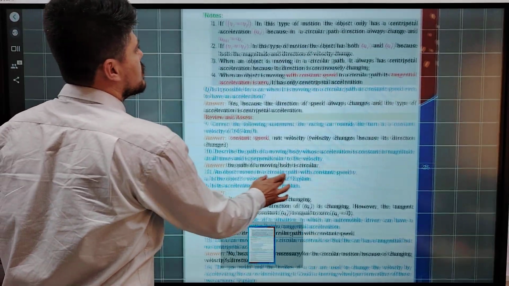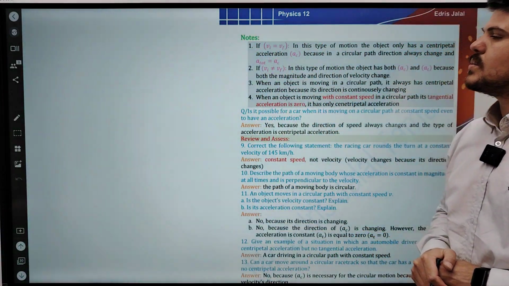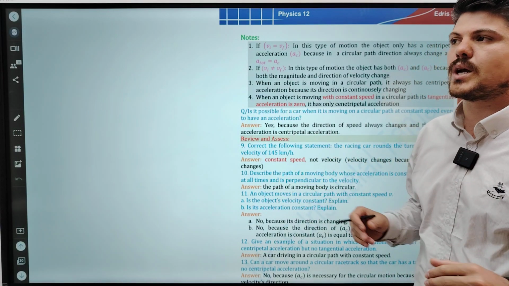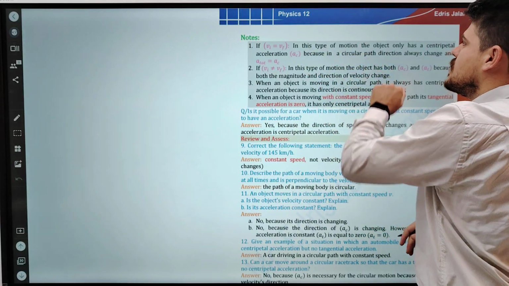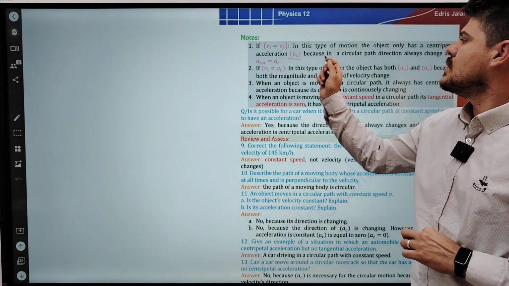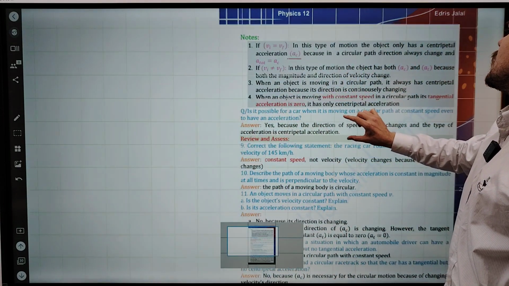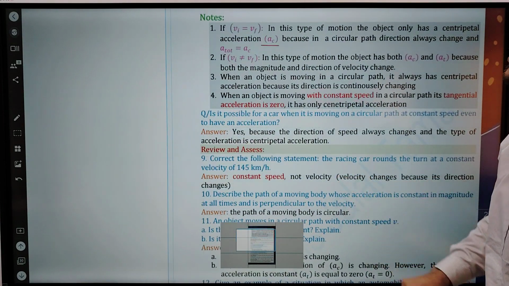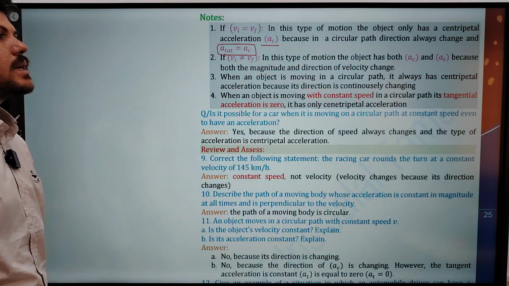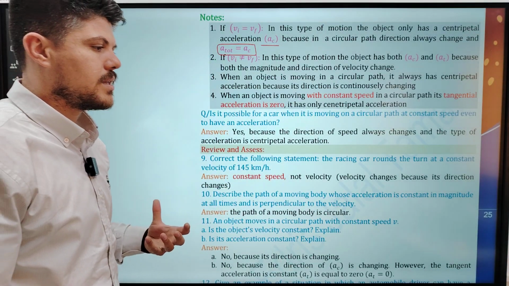Well, so we have some notes about the total acceleration. If V initial is equal to V final, which is constant speed, which means that the speed doesn't change, that is uniform circular motion. In this type of motion, the object only has centripetal acceleration. Why? Because in a circular path, the direction of the velocity changes continuously. That is why the object has only AC, and A total is equal to AC.